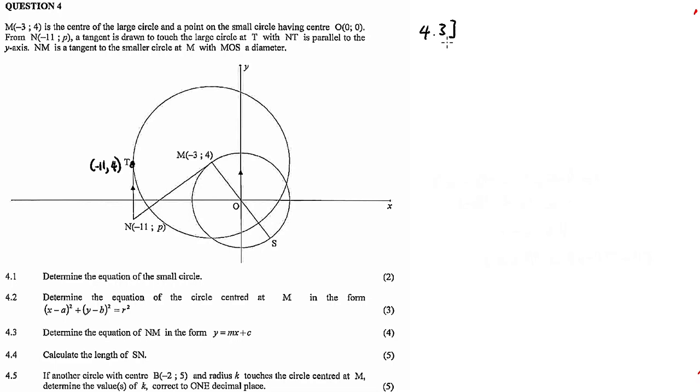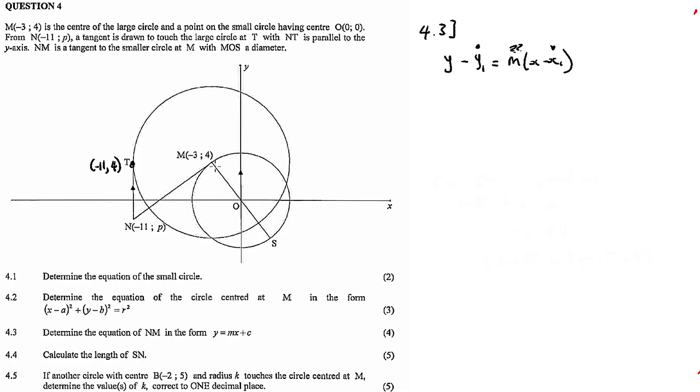4.3 We want the equation of NM, the line NM, which is the tangent for this small circle. So the equation for a straight line, you calculate using this formula: y minus y1 equal to m in bracket x minus x1. So I need at least 1 point and the gradient. The gradient of NM I cannot calculate using N and M, because the coordinates of N are not complete, what is missing? P is missing. So therefore we need to find another way of finding the gradient of NM.